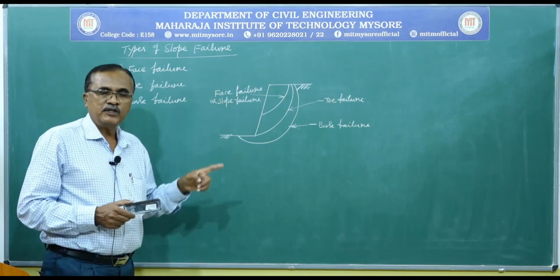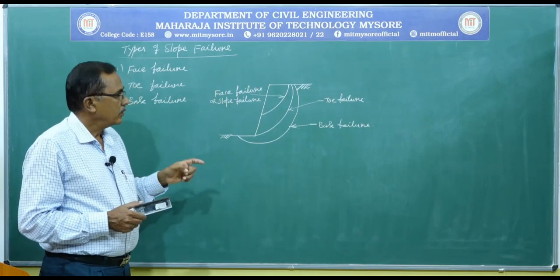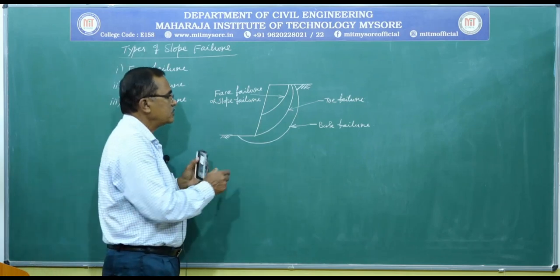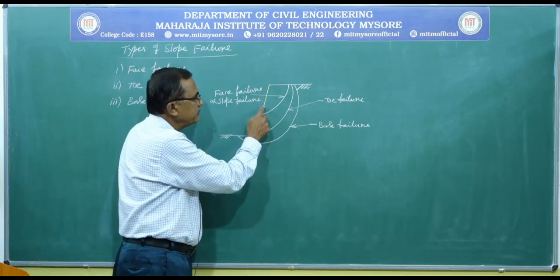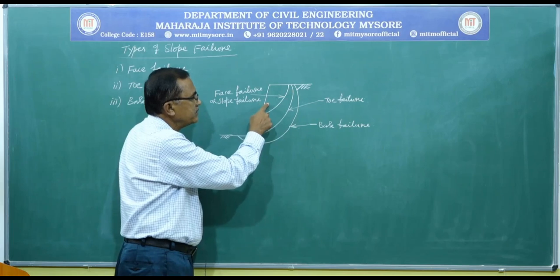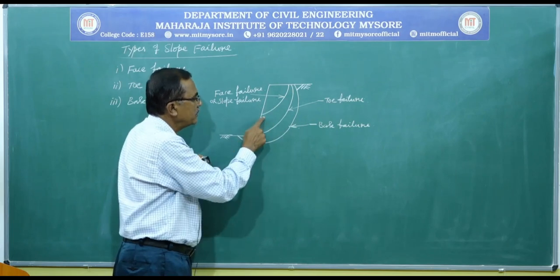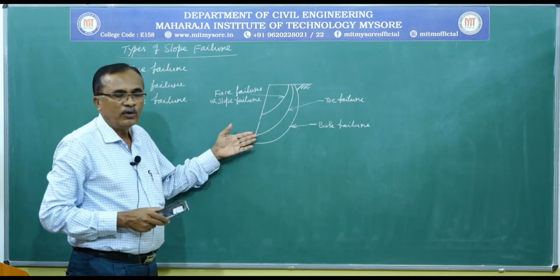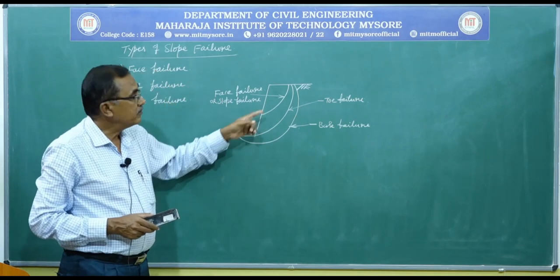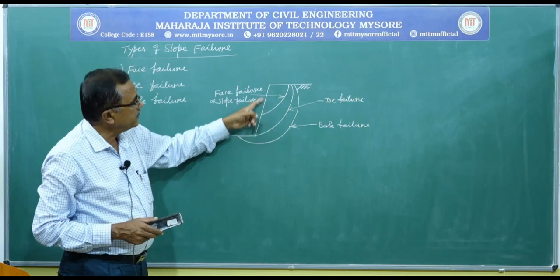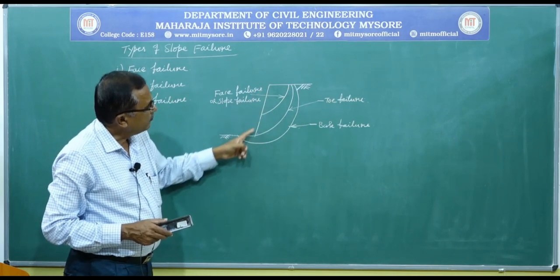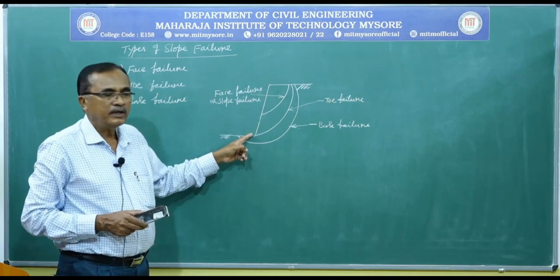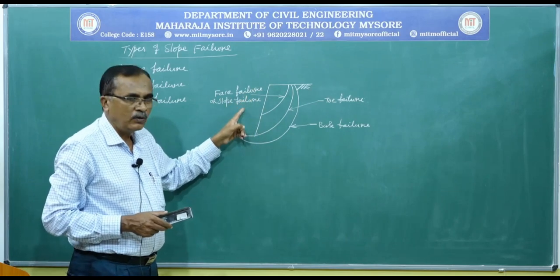Face failure takes place when the soil at the face of the embankment or excavation is weaker, and the soil is stronger at the toe portion. When the failure surface intersects the face of the slope, it is known as face failure.